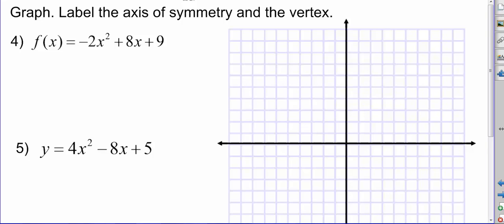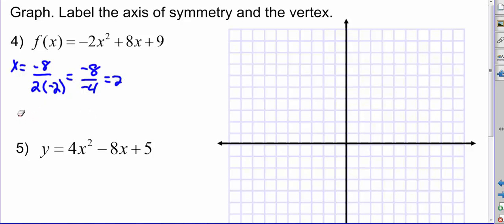Here we go. We're going to graph. We're going to label the axis of symmetry and the vertex. So let's figure out where our axis of symmetry is going to be. x is equal to negative b. In this case, it's 8. So negative 8 over 2 times a, which in this case is negative 2. And we can tell that we're going to end up with a negative 8 over negative 4, which is equal to 2.